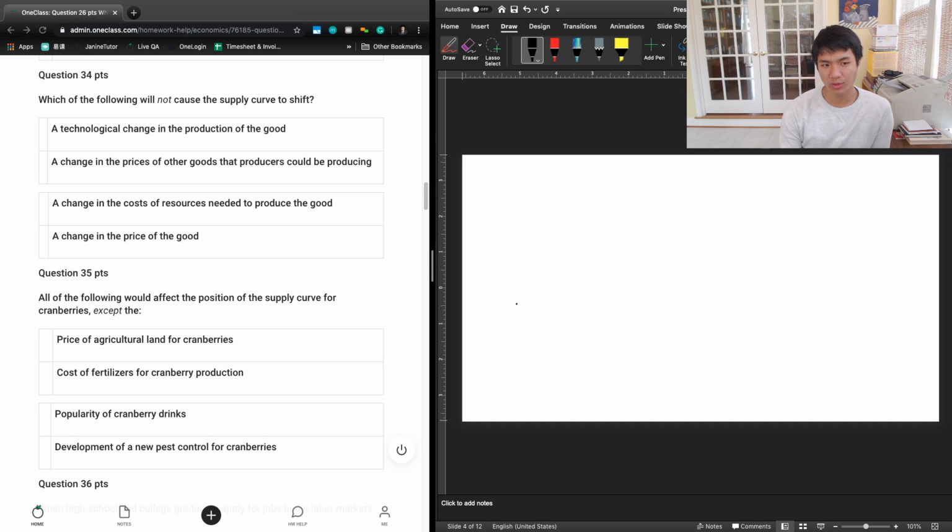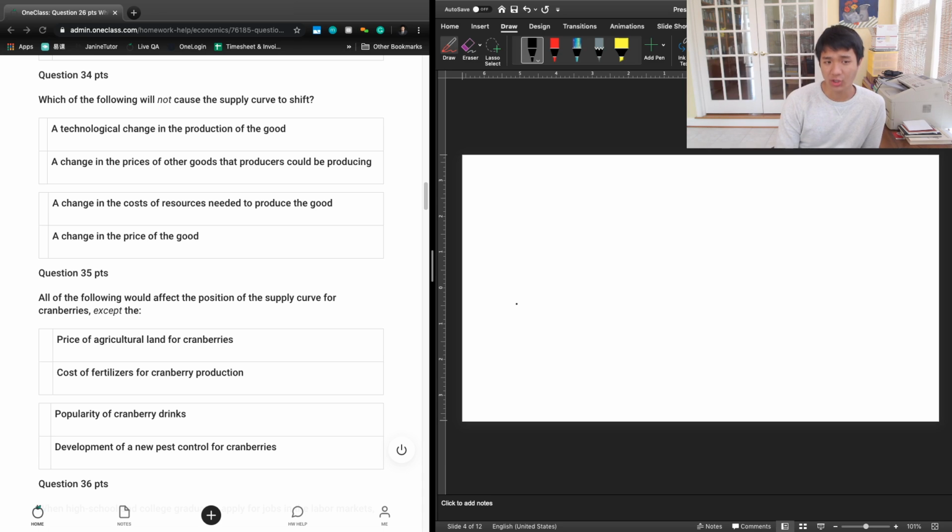B says a change in the prices of other goods that producers could be producing. And this is also a determinant of supply. Just like we think of substitutes on the demand side, for the supply side, a supplier might say, I can produce one of two things. I could produce cars or motorcycles. And so maybe if you can make more money by selling cars instead of motorcycles, you would decrease your production of motorcycles and increase your production of cars. And so alternative products that producers could be making is going to be something that factors into wherever the supply curve is. And so that's not going to be the right answer for this question.